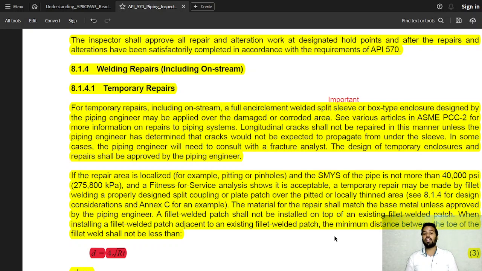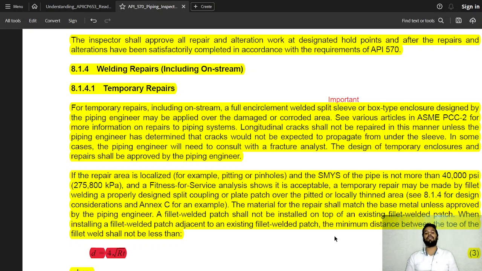The material for the repair shall match the material of the base. So whatever the material of the piping system is, the same material patch you will need to install unless approved by the piping engineer. So unless a piping engineer tells you something else, generally it is the same material. A fillet welded patch shall not be installed on top of an existing fillet weld patch.